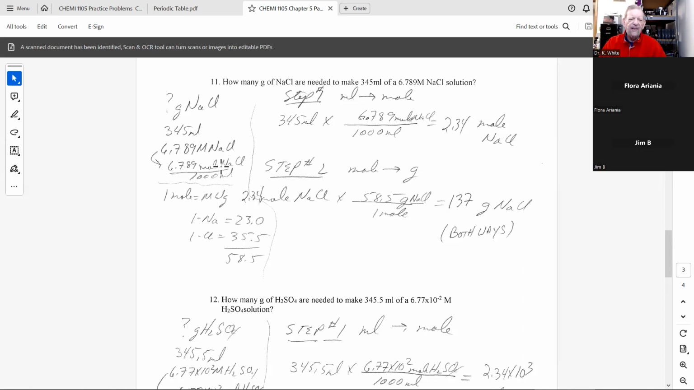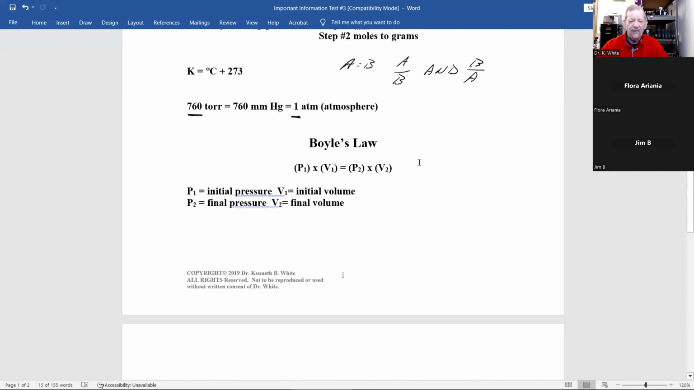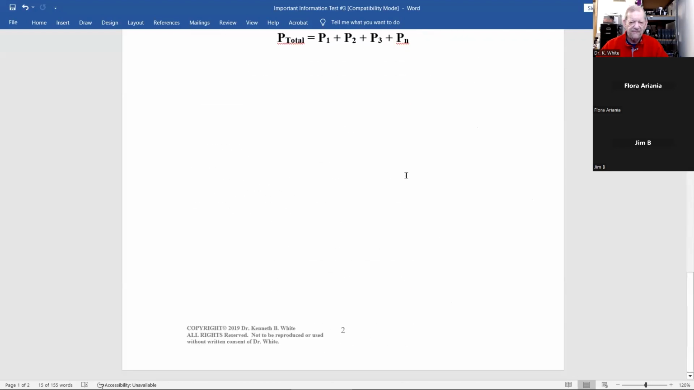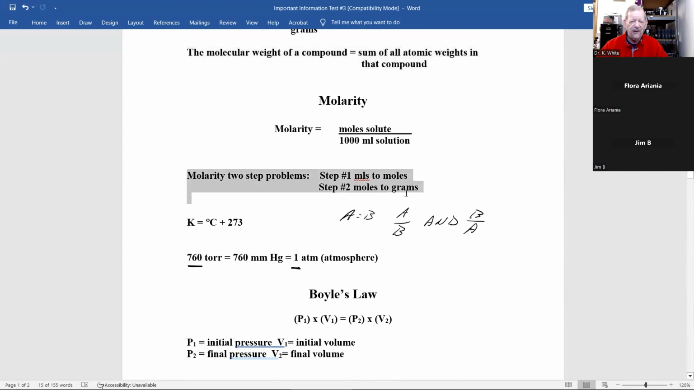Now, there's no way I can go in one step from milliliters to grams. You can't. You need 2 steps. And once again, important information, test number 3. We have the molarity 2-step problem: milliliters to moles, first step, then moles to grams, second step.